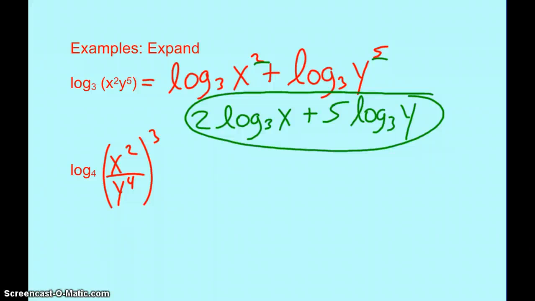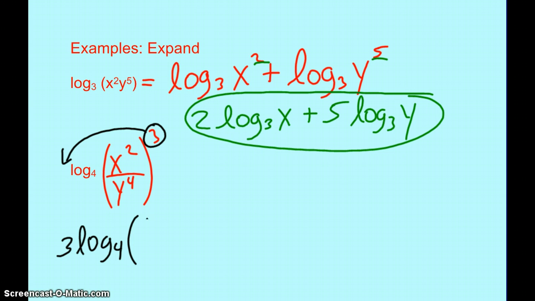So for the second one, you notice here that there's exponents on exponents, and there's a couple different ways you can go about doing this. I'm going to use the logarithmic properties to do this. We have a parenthesis to the third power, so that tells me I need to deal with that first. This 3 can go out in front of the log. That is our power property. So we have 3 times the log base 4 of x squared over y to the 4th.